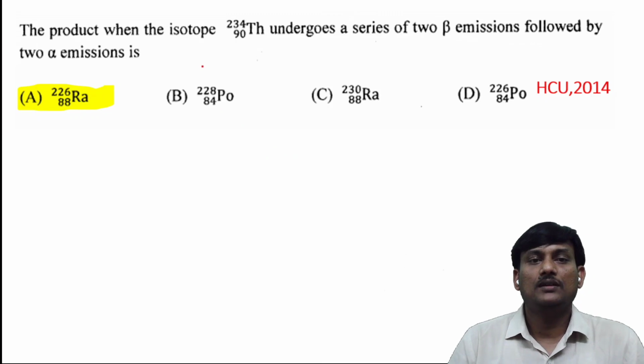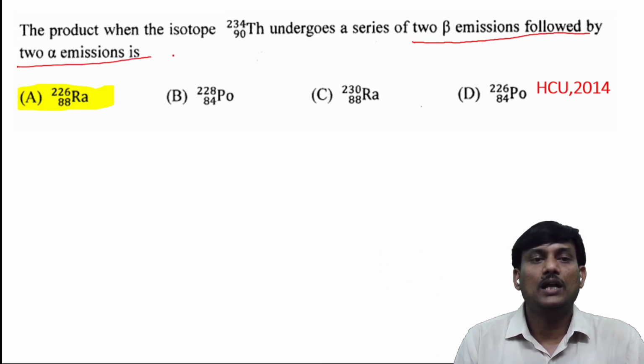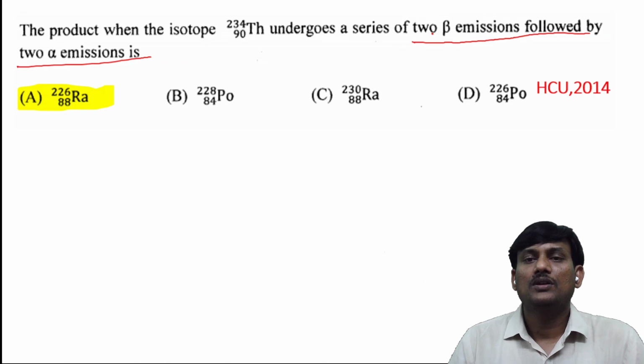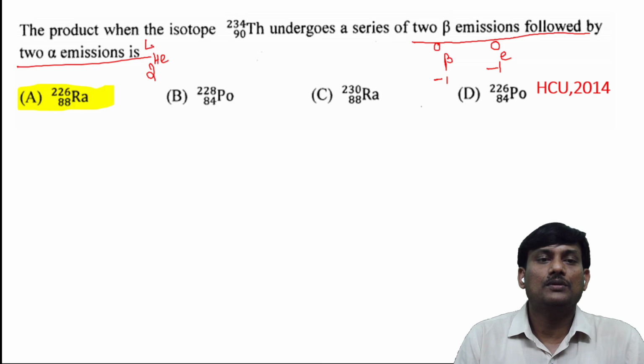The product when the isotope thorium-90,234 undergoes a series of 2 beta emissions followed by 2 alpha emissions is. So we know the beta emission, it's nothing but beta minus, which is 0, minus 1, e. So this is a beta emission, and the 2 alpha emissions, it's 2He4.